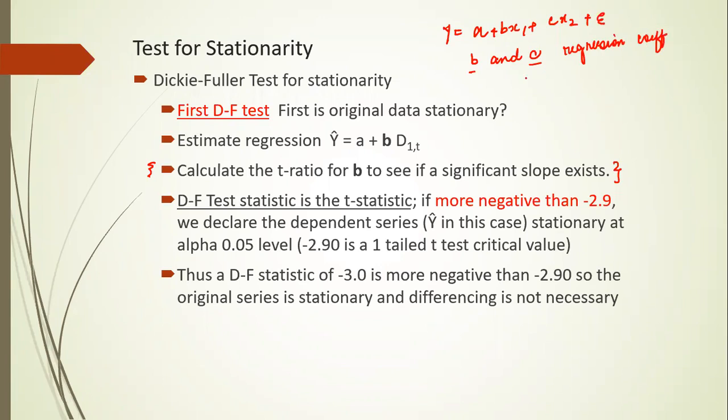And B and C follow a small t distribution. So that's why we call it the T ratio. Then the DF test statistic is the T statistic. It's more negative. So the rest is just hypothesis testing. You can go through it, but you will see it in the example.